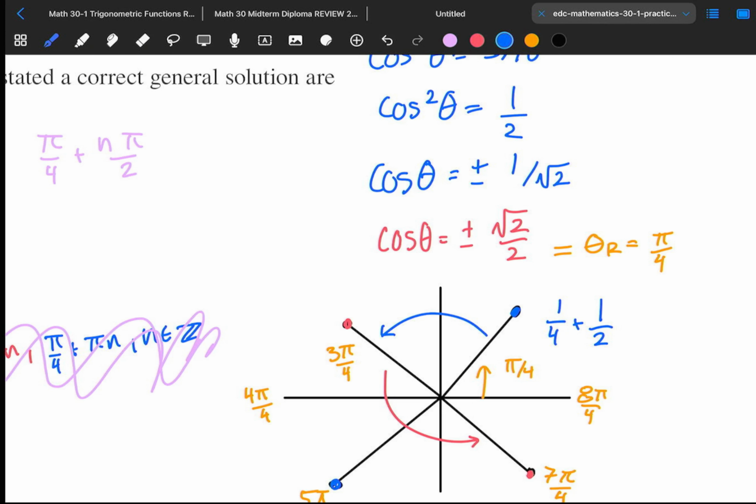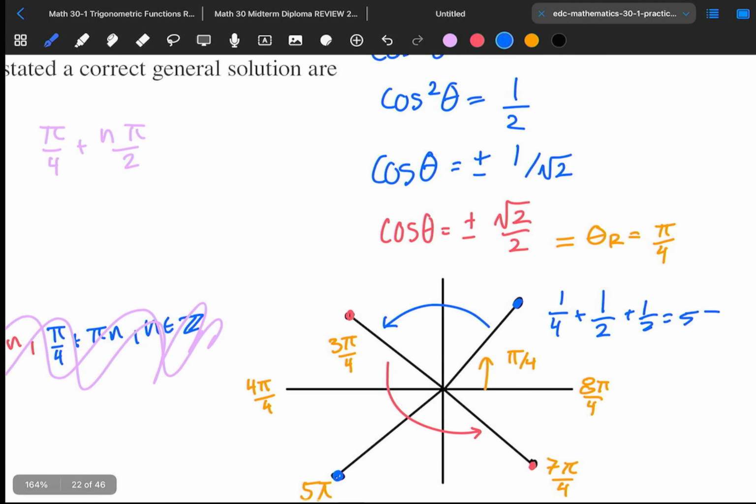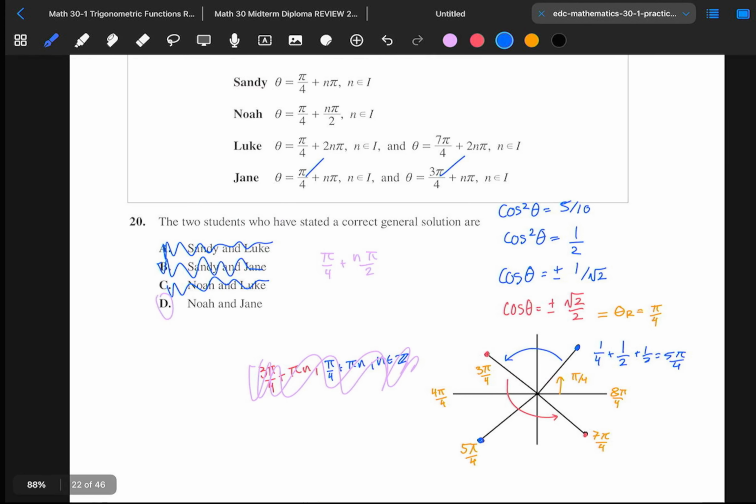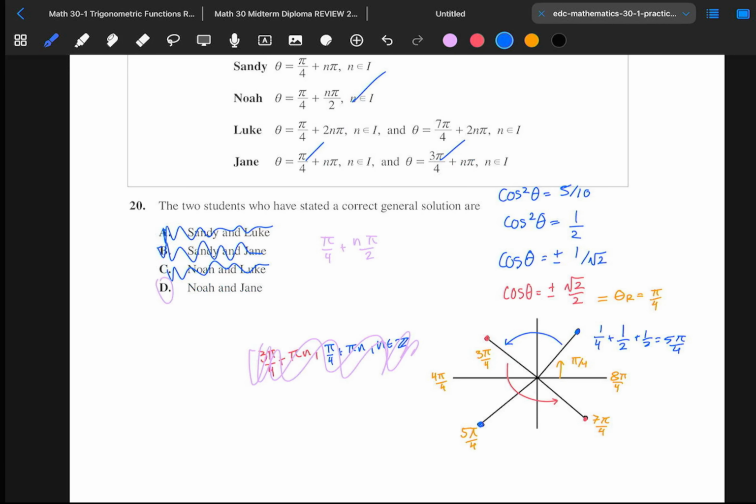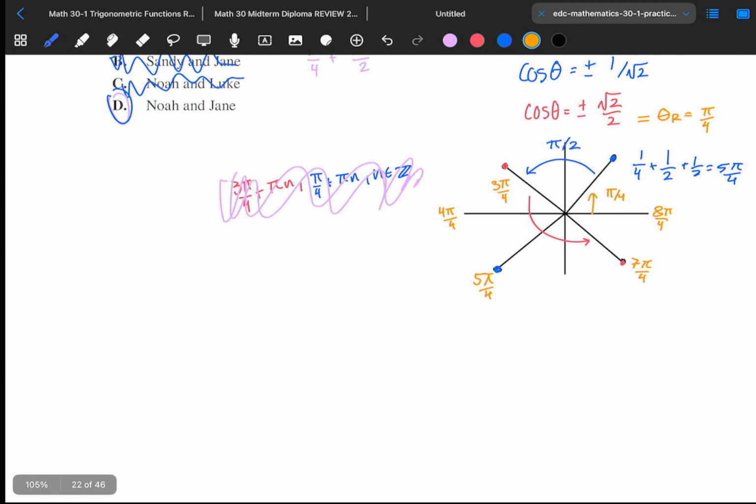And then, again, I would just add another pi over 2, which will give you 5 pi over 4. And then you add another 1 over 2, which will give you 7 pi over 4. So this general solution is going to work for this equation. Even by process of elimination, if you check it, you'll see that this distance between here is pi over 2. So this works. So our answer here is going to be D.